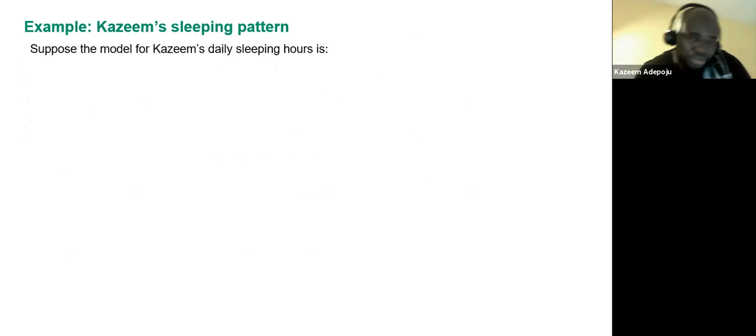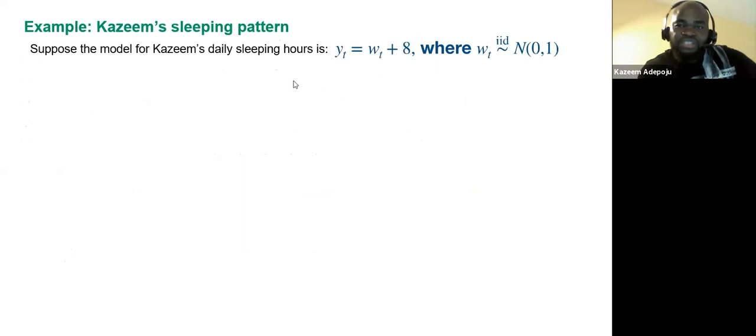Now, I want to talk about my sleeping pattern right now. Suppose the model for Kazim's daily sleeping hours is actually white noise. What is the meaning of that being a white noise? It means I can sleep at any time I want. White noise means the time I slept yesterday does not have any effect on the time I'm going to sleep today. That is the meaning of a white noise.